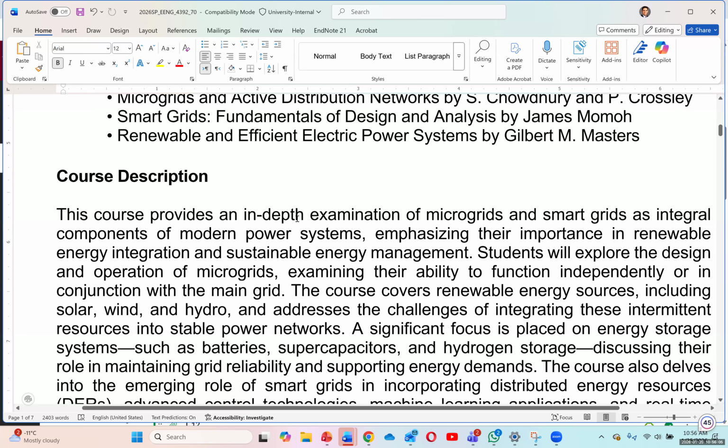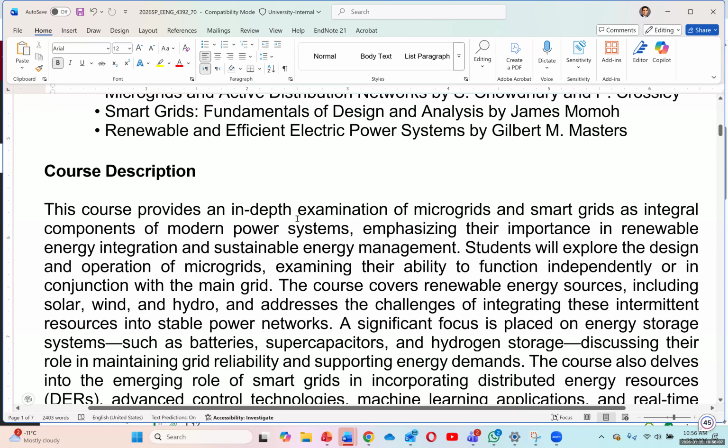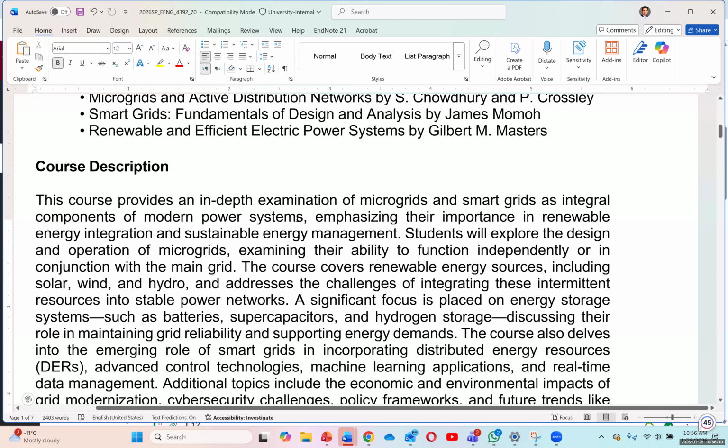Now, for the course description, this course provides an in-depth examination of microgrids and smart grids as integral components of modern power systems, and we will emphasize mainly renewable energies such as solar, wind, hydro, and geothermal. We will explore the design and operation of microgrids and smart grids and examine their ability to function independently.